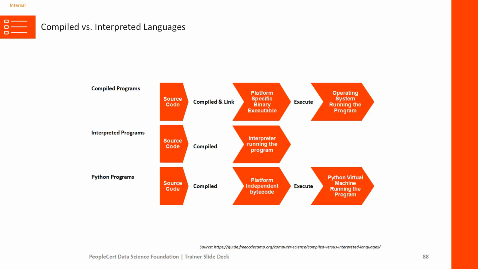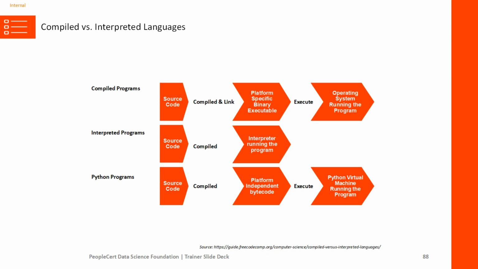In the case of interpreted languages or programs, you have a source code, and your interpreter runs those programs. So there's another layer which helps you to interpret, and that's why the interpreted programs are relatively slower as compared to the compiled programs.